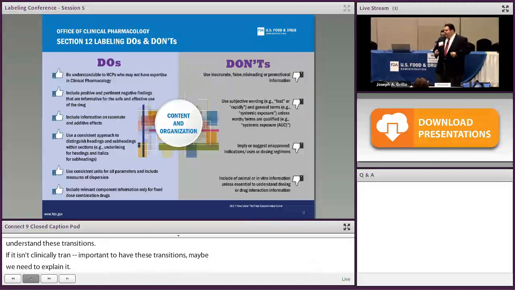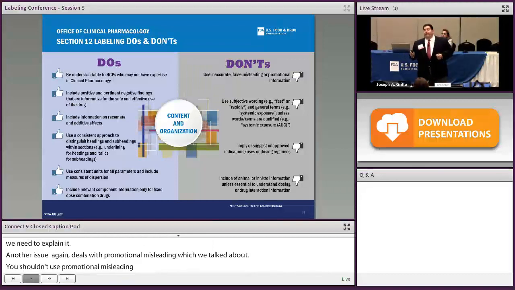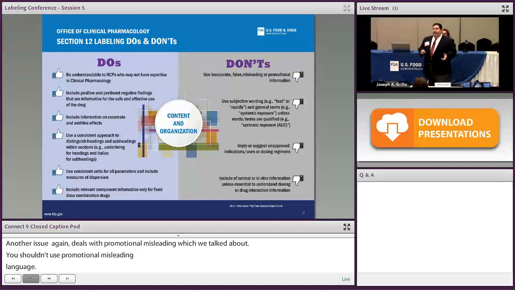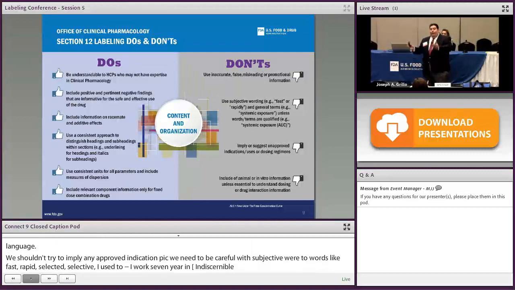Another issue, again, it deals with the promotional misleading, which we talked about. So we shouldn't use promotional and misleading language. We shouldn't try to suggest or imply any unapproved indications. We need to be careful with subjective wording. So words like fast, rapid, selected, selective. I worked 7 years in DDMAC, which is now OPDP, so I know all these words. They jump out at me when I see them in labeling. So we should try to avoid doing that. Or if those words go in there, they need to be quantified.